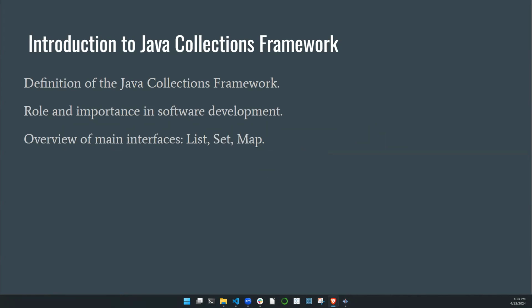So the collections framework is a powerful toolset that Java offers to store and manipulate groups of objects. And this includes various interfaces like lists, sets, and maps, each designed for specific purposes. Understanding these collections is fundamental because they help us handle data more efficiently and flexibly in our program.